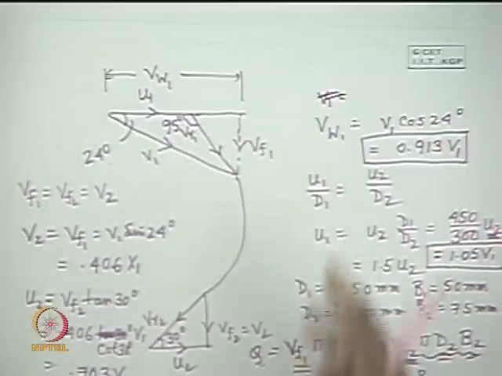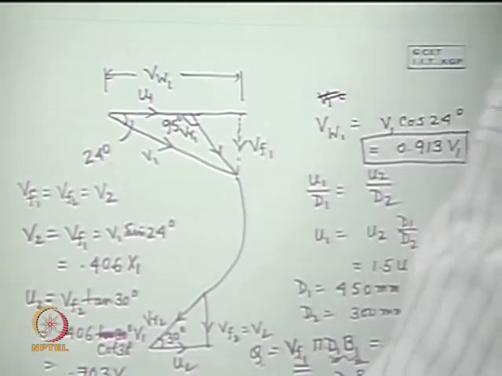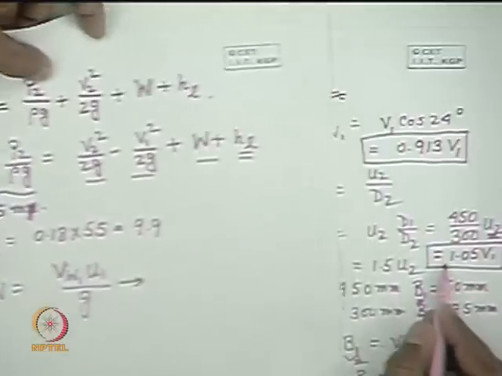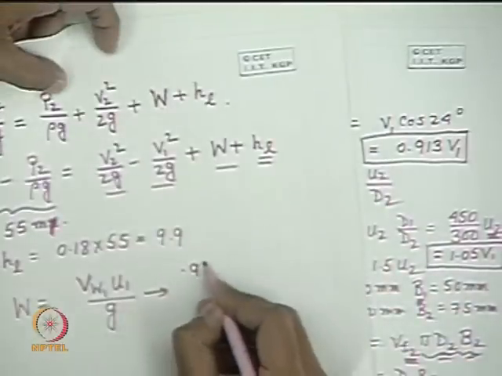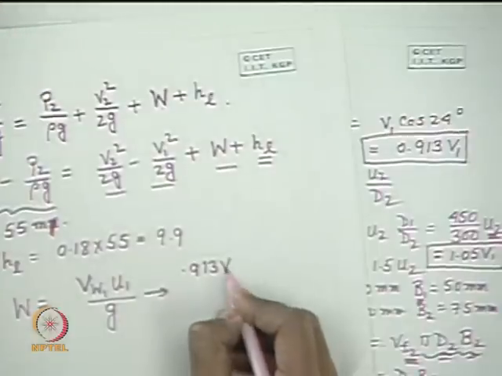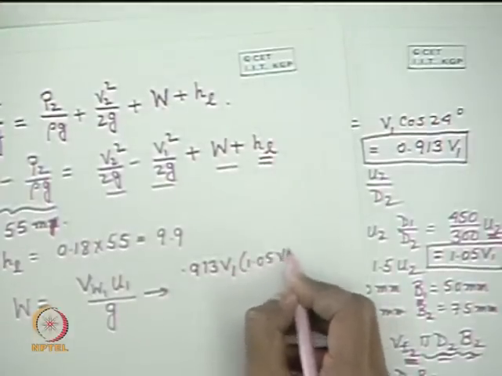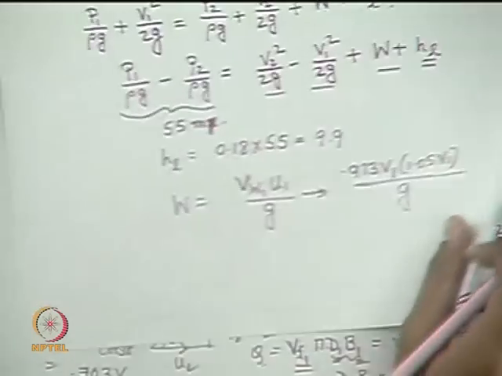Well, then you see that in this expression, we can write this VW1 U1 by G. VW1 is 0.913 V1 and U1 is 1.05 V1 by G.